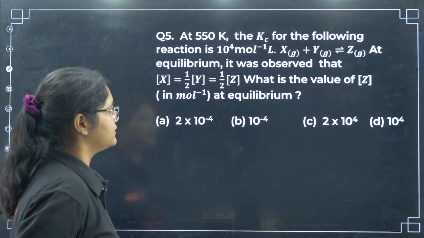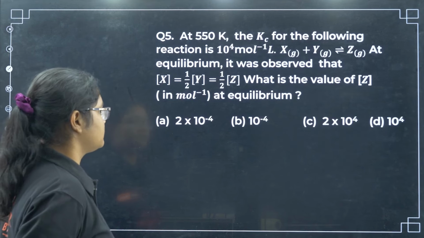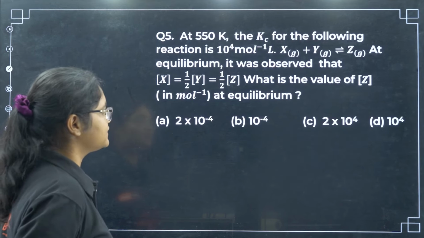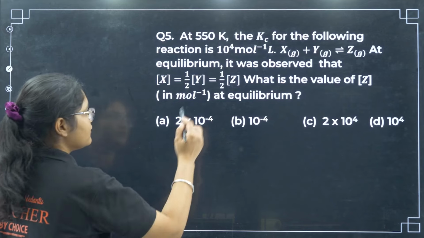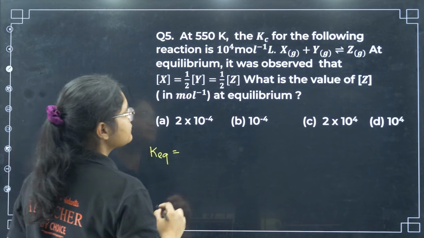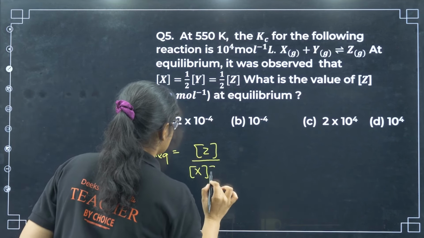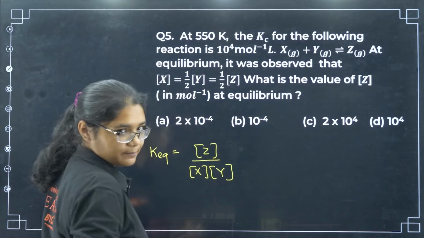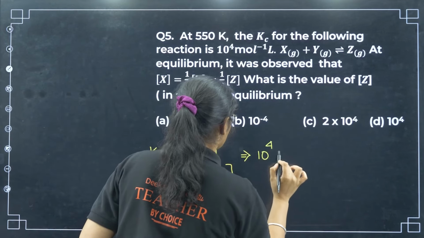Next, at 550 Kelvin, the Kc for the following reaction is 10 to the power of 4 mol per liter inverse. X and Y equal to Z. At equilibrium, it was observed that X is equal to half, Y equal to half Z. What is the value of Z at equilibrium? Okay. So if I now write for this reaction, K equilibrium will be equal to what? Concentration of Z divided by concentration of X into concentration of Y. Okay. Now K equilibrium is equal to 10 to the power of 4.